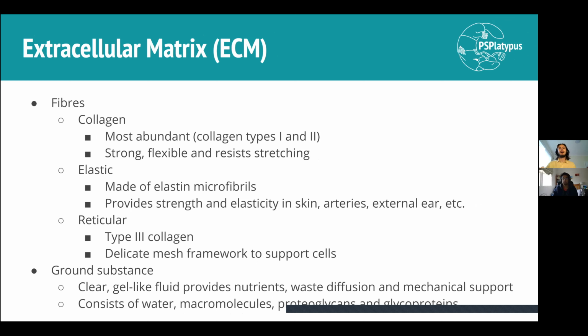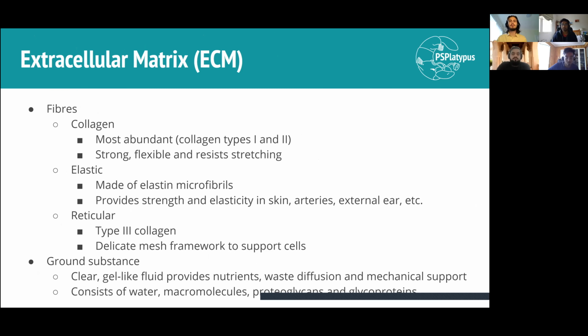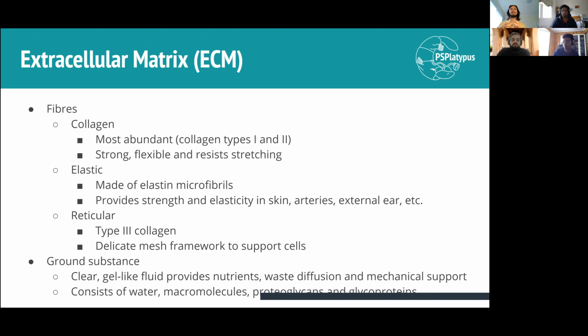Elastic fibers, those are made of elastin microfibrils, so a different underlying structure. And they really perform that elastic function. So they are able to stretch, and you can see that in, say, the skin or the arteries, the external ear, things like that. And reticular fibers, so those are made of type 3 collagen, another type of collagen.